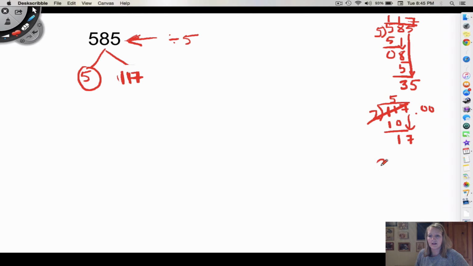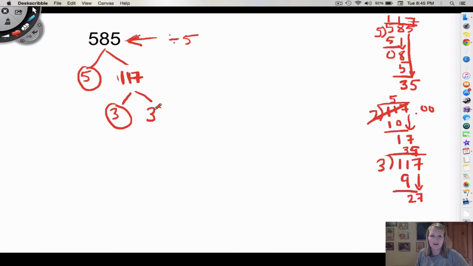But let's try and see if 3 goes into 117 here. 3 times 3 is 9. We get 2, bring down the 7. 3 goes into 27 9 times. So here we go. We have a 3 times 39, okay? And then is 39 a composite number or is it a prime number?